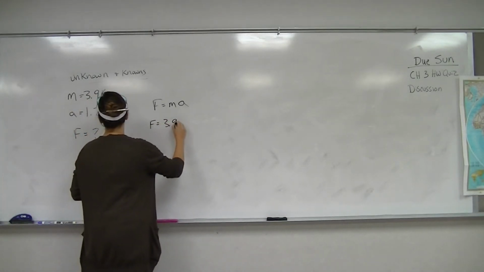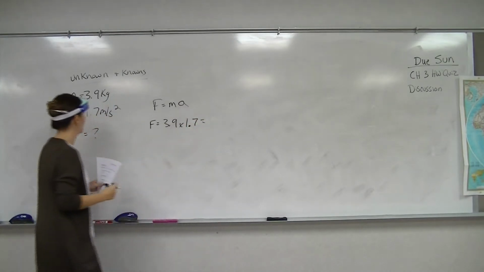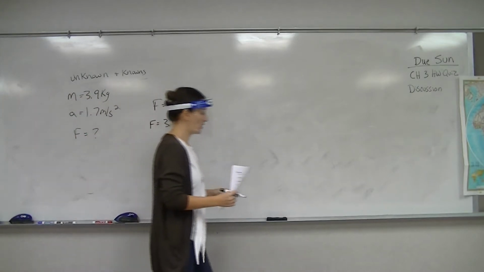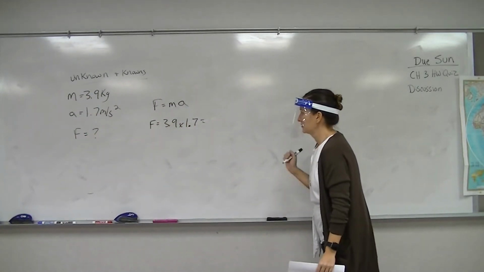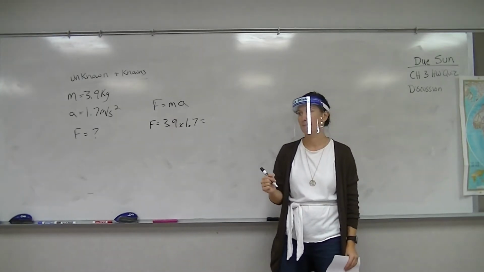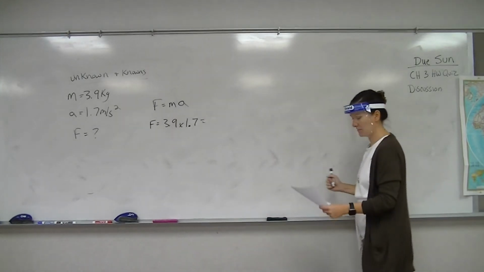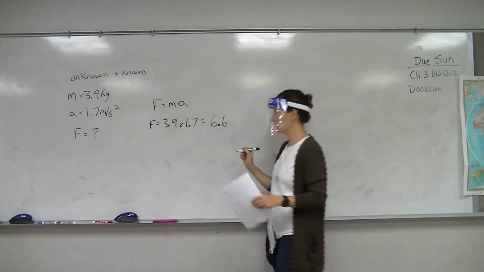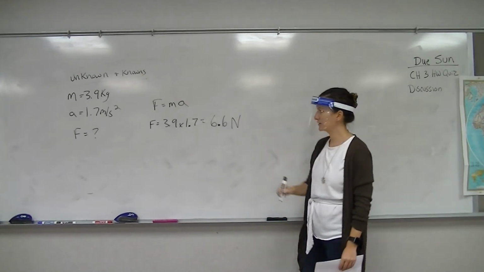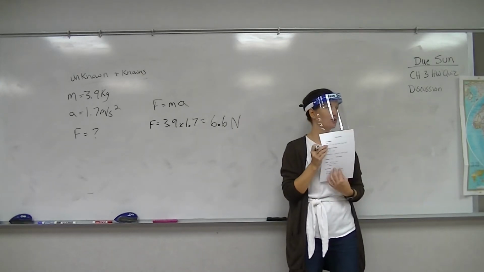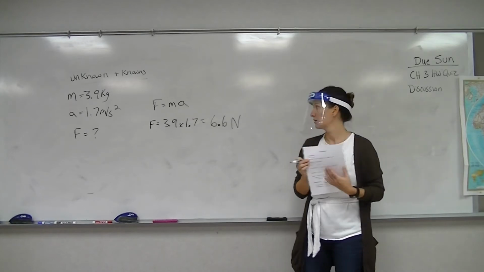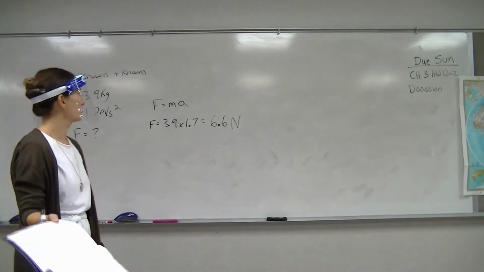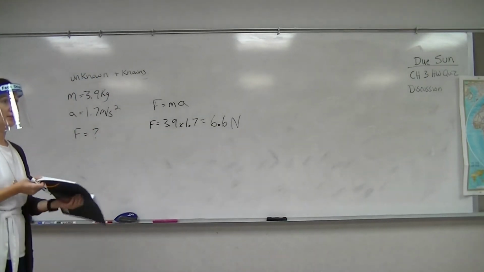So 3.9 times 1.7, don't forget about sig figs. We have two significant figures in both of these numbers, we're multiplying, so that means we want 2 in our answer. Can you calculate that for me? 3.9 times 1.7, can't do that in my head. 6.6. 6.6. What are the units on force? Newtons, correct. Always newtons. It doesn't matter what force equation you're using, it's going to be newtons in this course. All the time. All right. Good. Question?